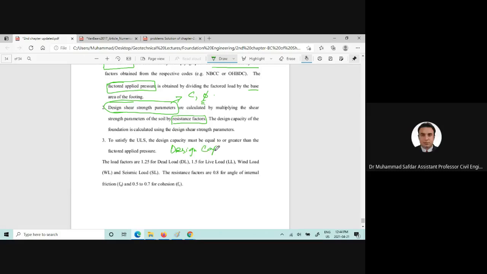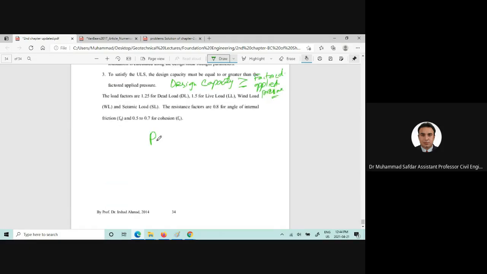Yes, sir. Thank you. Okay, now the design capacity must be greater than or equal to the factored applied pressure. So here you can clearly see that resistance factors, for example, with the loads 1.2 or 1.3 dead load plus 1.5 live load, or even the resistance factors.